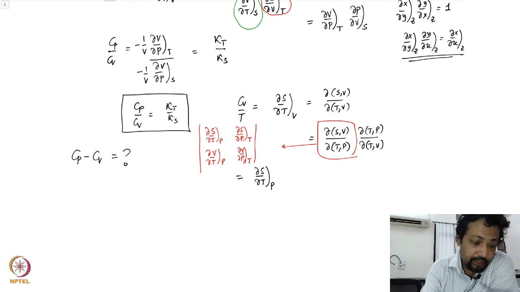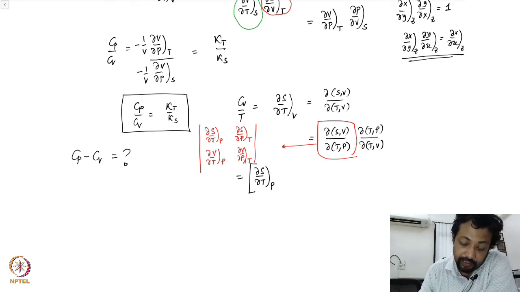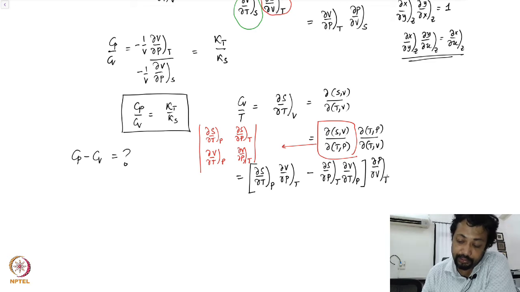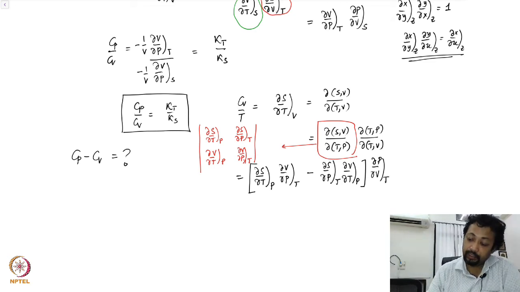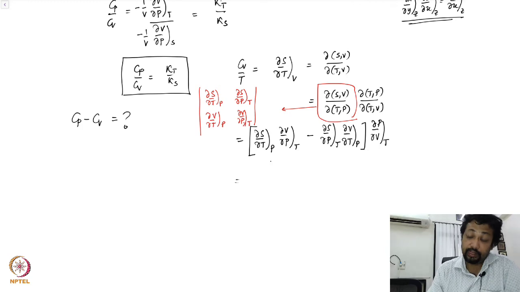So then if I evaluate this determinant, I write down del S del P pressure constant, del V del P temperature constant, minus del S del P temperature constant, del V del T pressure constant, and this one I have del P del V temperature constant. So life is very simple now. What I have in the left hand side is del S del T pressure.